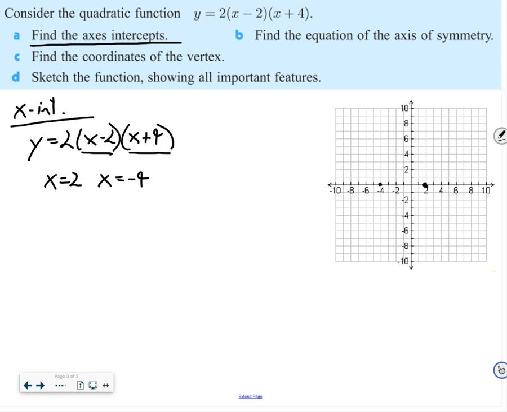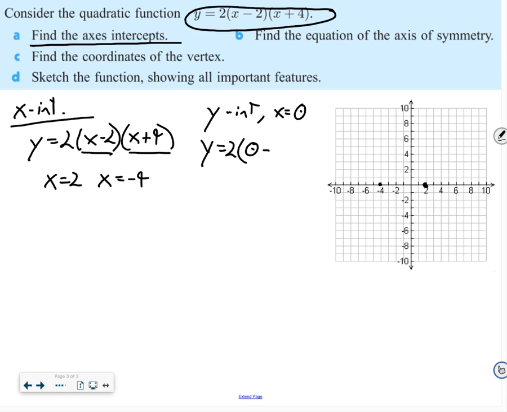Okay. I can find my y-intercept. Okay. Well, I don't have a c value because I'm in this format. But I know y-intercepts happen when x is equal to 0. So I can plug that in. So I get y equals 2 times 0 minus 2 times 0 plus 4. This is equal to 2 times negative 2 times 4.